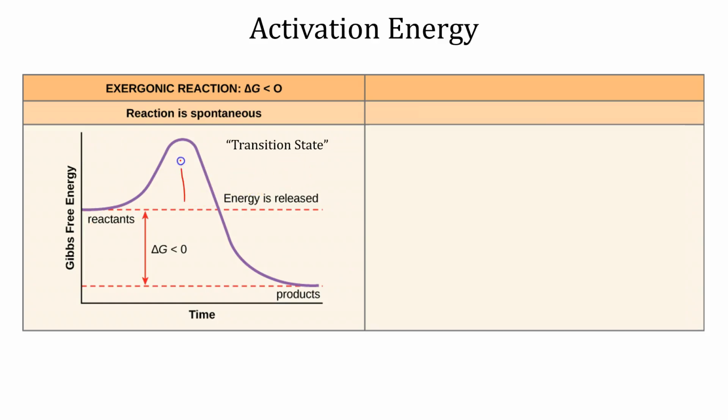Oftentimes the thing that supplies this activation energy is going to be heat. In organic chemistry, this is done all the time: you take a beaker of reactants and heat them up and heat them up, and at some point the molecules bend a certain way that lets the reaction proceed, and then the reactants are converted into the products.